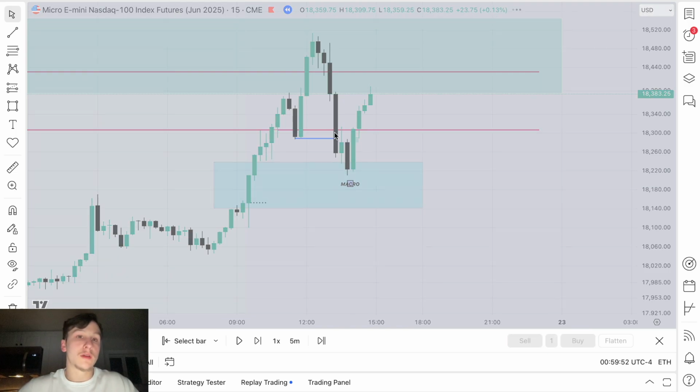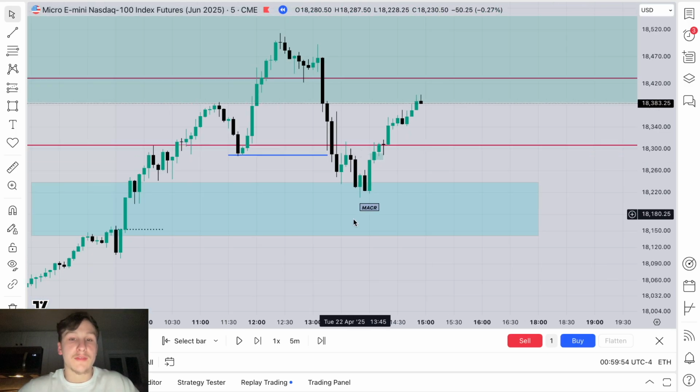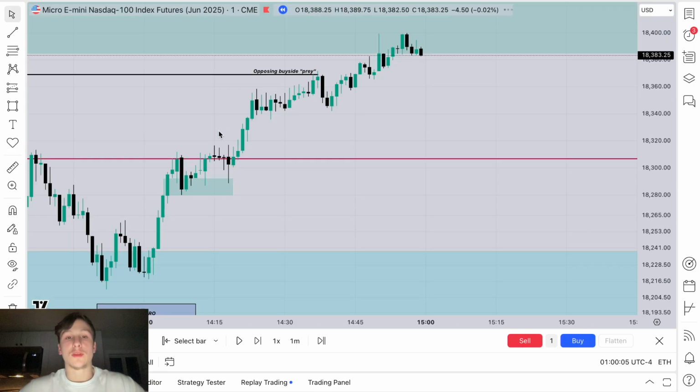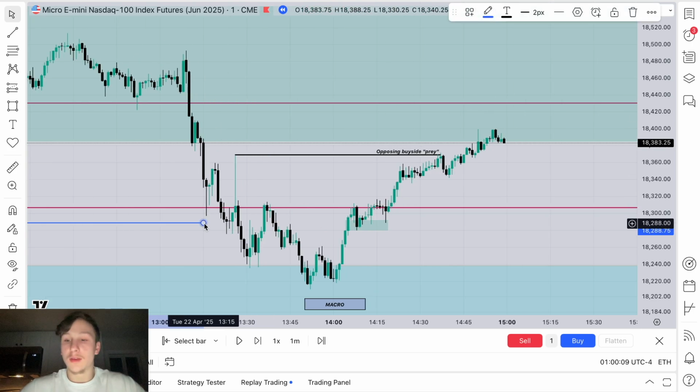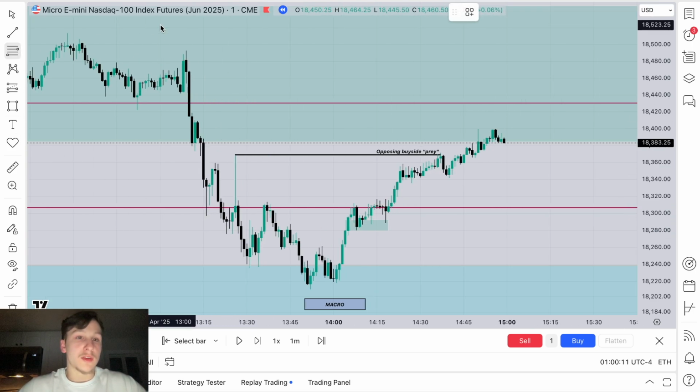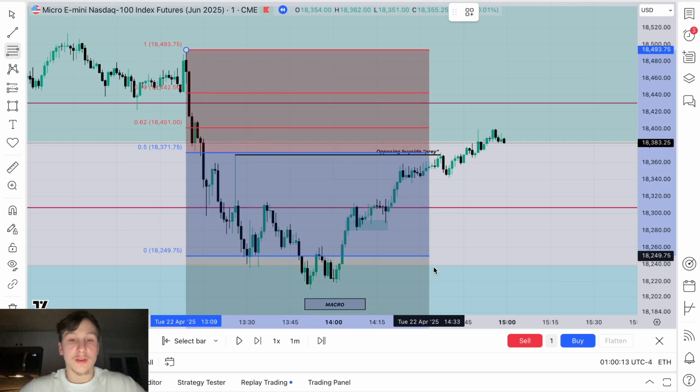Element number two is time-based delivery. Do we have that? Yes, we're utilizing a macro once again. Number three, do we have a clear opposing target? Absolutely, yes, we do. Let's take the same exact logic we used with the short selling opportunity, and let's anchor our fib within the dealing range. That's going to be from this high here down to the low.